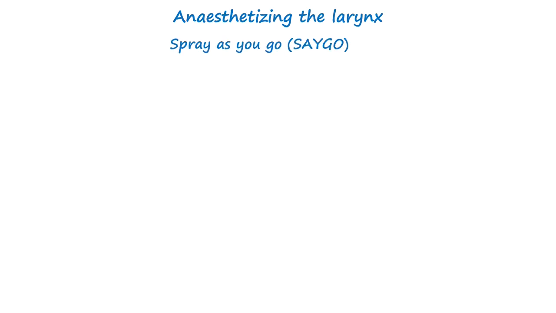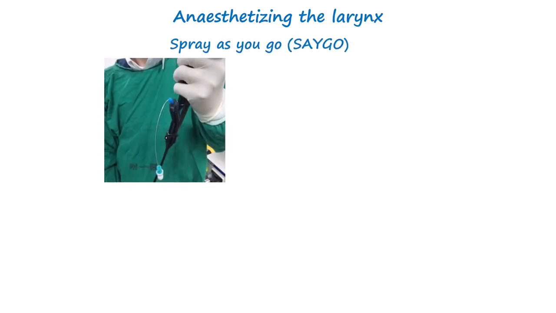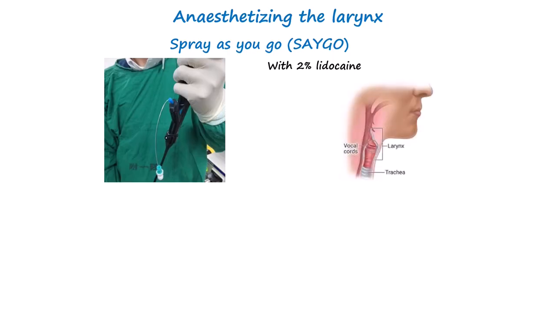For anesthetizing the larynx, the spray-as-you-go technique is commonly used. Here, 2% lidocaine is delivered through an epidural catheter inserted via the working channel of the fibroscope. Small amounts of lidocaine are instilled directly onto the vocal cords and trachea as the scope passes through. Typically, 2 ml is applied just above the vocal cords, followed by 2 ml below them.